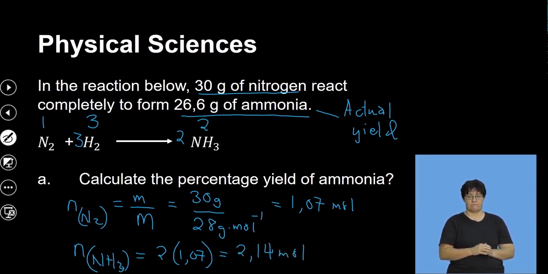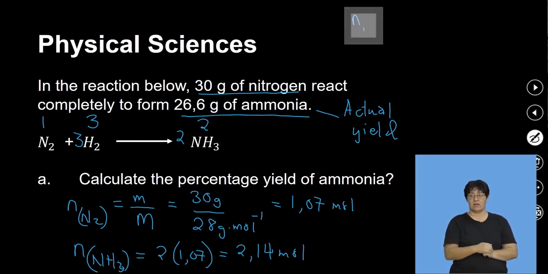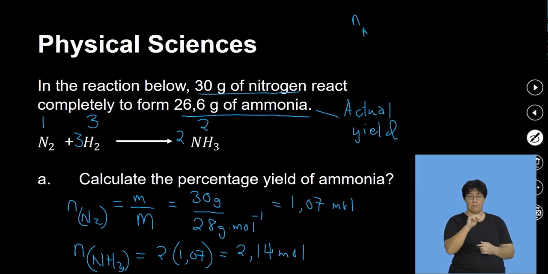Now the next question is, in 2,14 moles, what's the actual mass? Let's change these moles into the mass so that we get the actual yield, the theoretical yield. So what do we have? We know that the number of moles of ammonia is equal to mass divided by the molar mass.